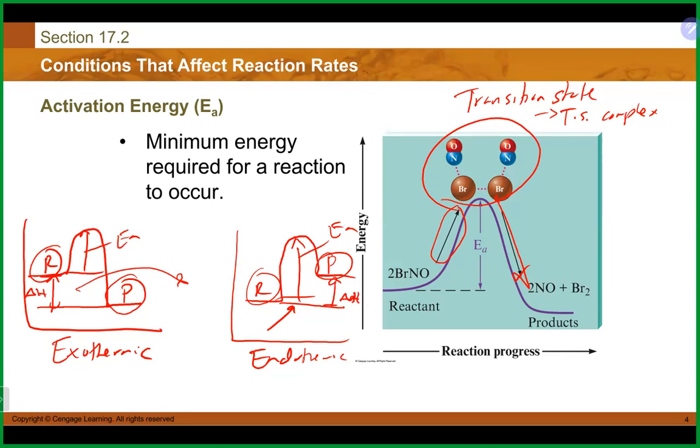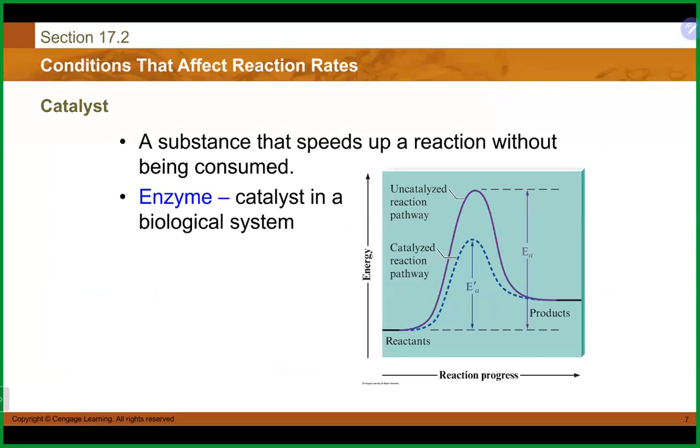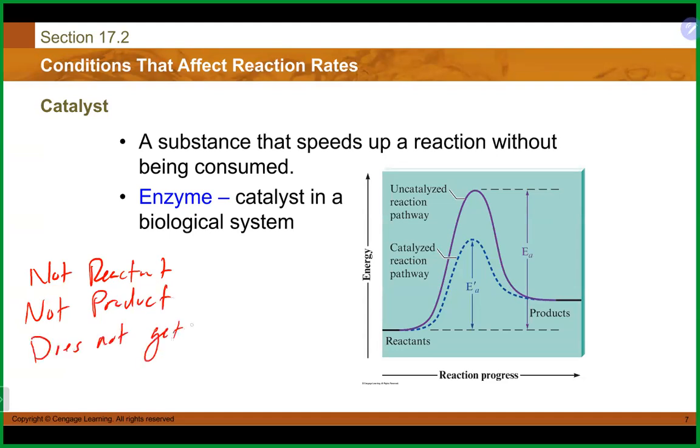So one way that we could speed up this reaction is to add a catalyst. And a catalyst, a reminder, is not a reactant, and it's not a product, and it does not get used up. It is there essentially to find an alternative pathway for this reaction to take place, a more efficient pathway. The result is that it lowers the activation energy, or the hill that the reactants have to climb to get to the other side.